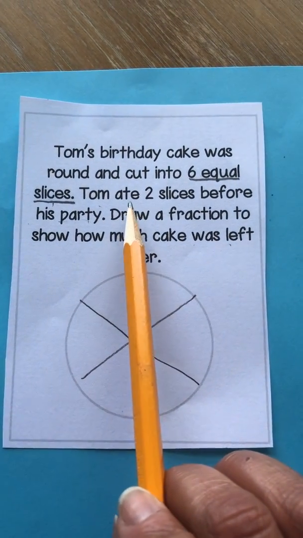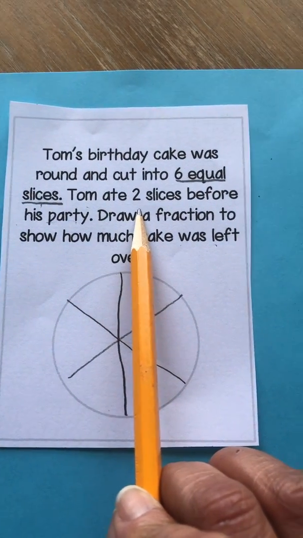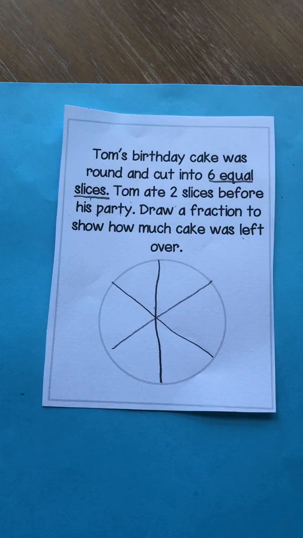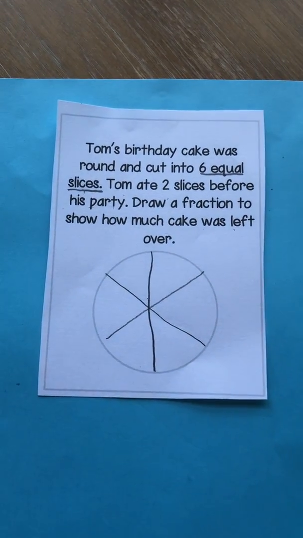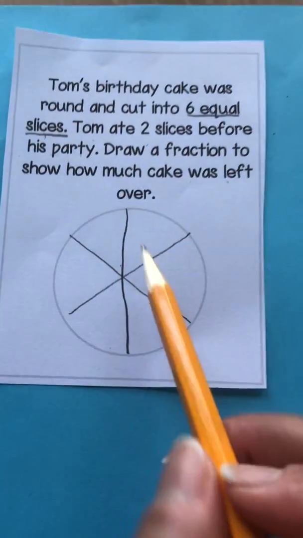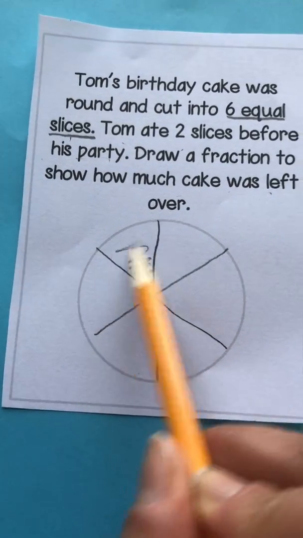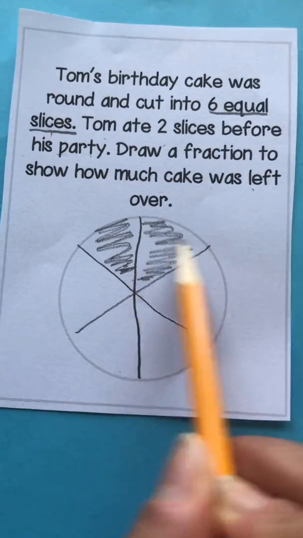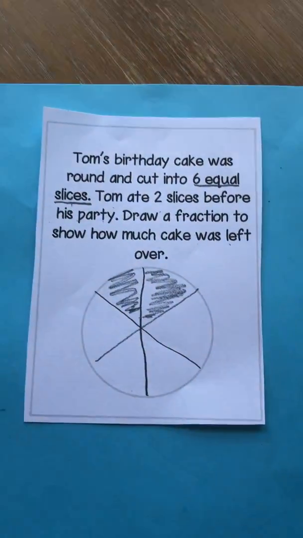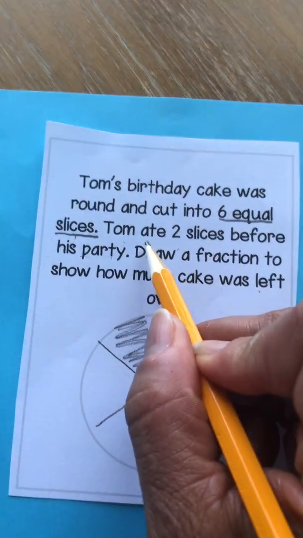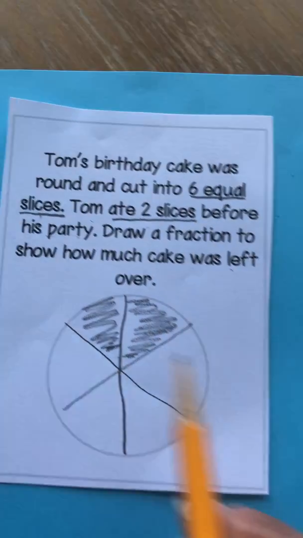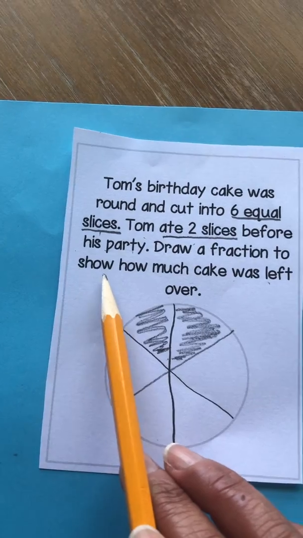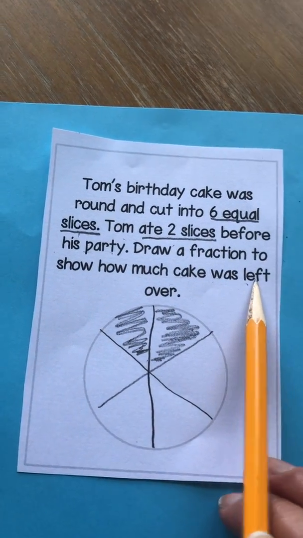So, how many slices did he eat? 2. So, how many parts of this whole am I going to shade if it's divided into 6 parts? If you said 2, you are correct. So, there's 1 part shaded. There's the second part shaded. And now, let me just underline that he ate 2 slices, and we represented that in our model. And now it says draw a fraction to show how much cake was left over.